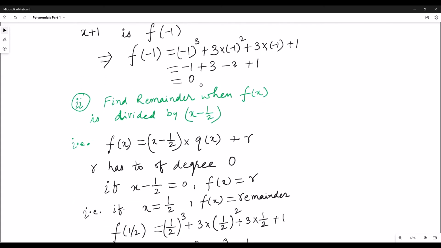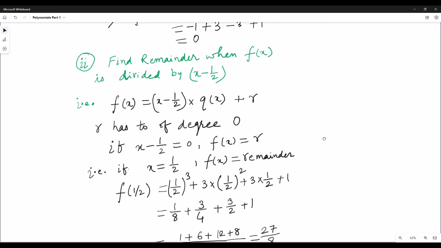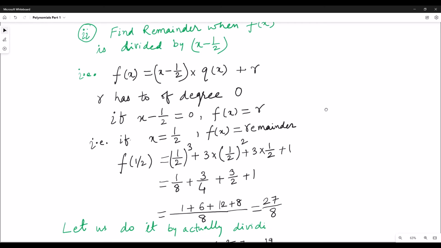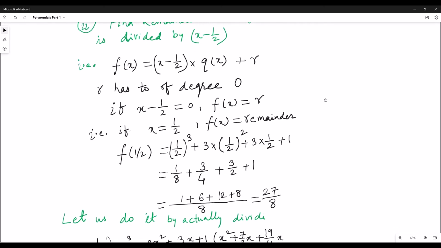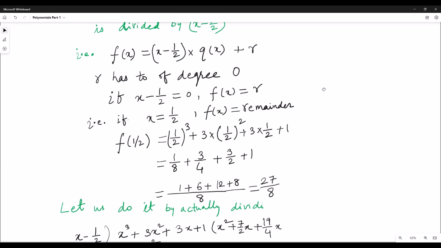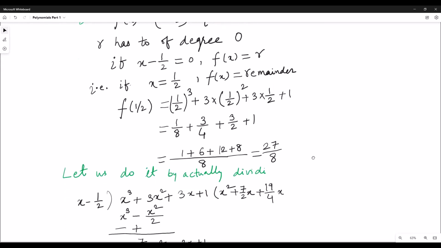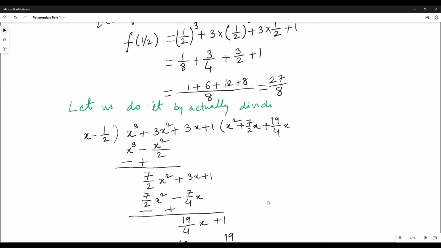Now, find the remainder when f(x) is divided by x minus 1 by 2. So we have to put the value of a, so what will be the remainder? f(a). So a is equal to 1 by 2 here, right? So r has to be of degree 0. I've just made the proof of it, but that is not required. You can just put that f(1 by 2) is the remainder. And let us do it by actually dividing. So for your exercise, you can actually divide it as well.